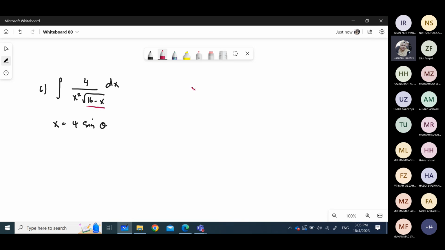Look at the square root of 16 minus x squared. It is actually about 4 squared minus x squared. We have a power of 2 here, 4 squared minus x squared. So actually it is about a squared minus u squared. So the substitution here is x equals a sin theta. In fact, it has already been given, x is 4 sin theta. So you just use this substitution and solve.